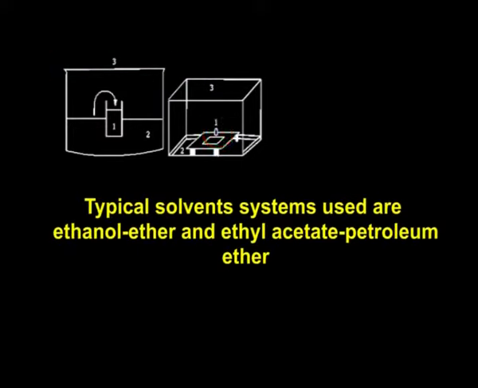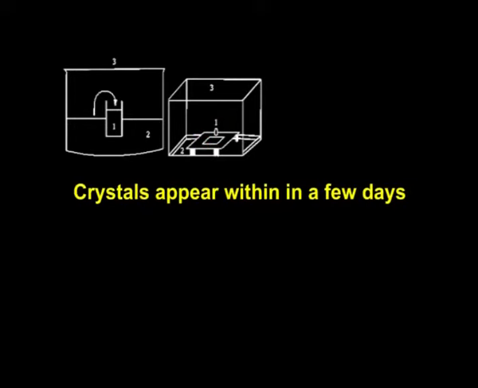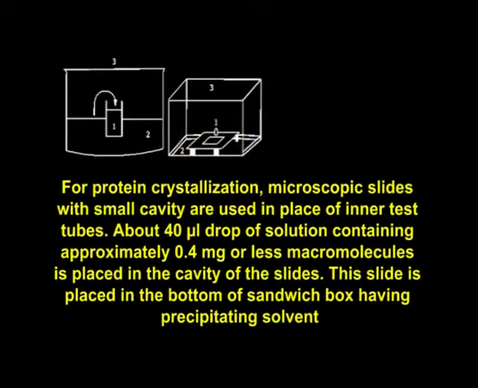Typical solvent systems used are ethanol ether and ethyl acetate petroleum ether. Crystals appear within a few days. Sometimes for protein crystallization, microscopic slides with small cavities are used in place of the inner test tube. About 40 microliter droplet of solution containing approximately 0.4 milligram or less macromolecule is placed in the cavity of the slides. This slide is placed in the bottom of a sandwich box having precipitating solvent.